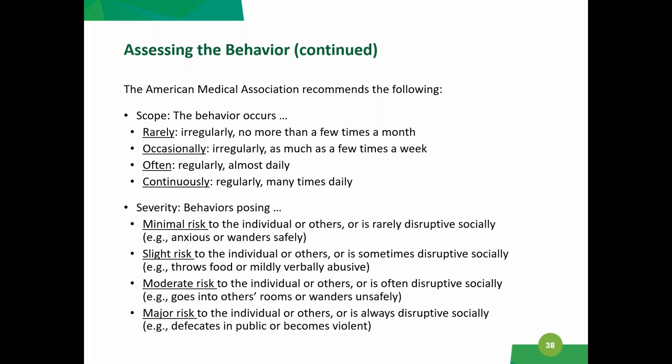And the severity: the behaviors are posing minimal risk to the individual or others, or are rarely disruptive socially, such as anxiety or wandering safely. Slight risk to the individual or others, or sometimes disruptive socially, such as throwing food and mildly verbally abusive. Moderate risk to the individual or others, or often disruptive socially, like going into others' rooms or wandering unsafely. And major risk to the individual or others, or always disruptive socially, defecating in public, or becoming violent.